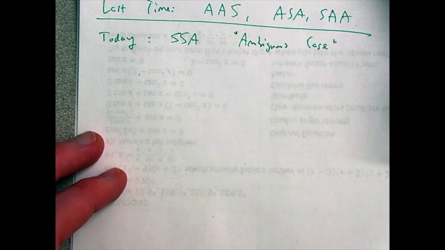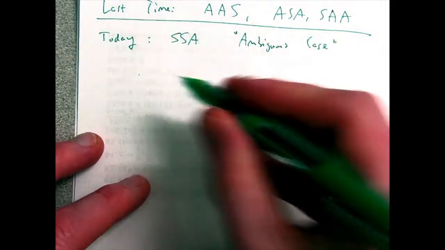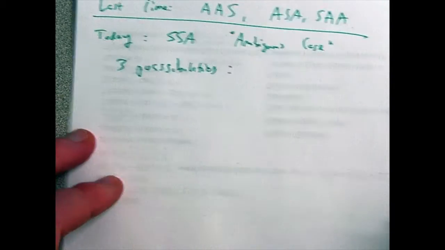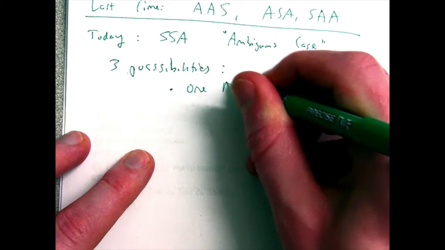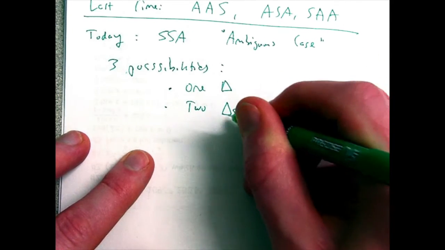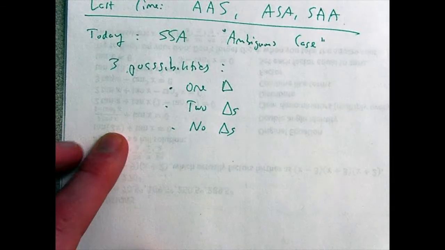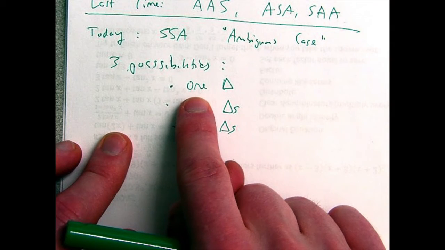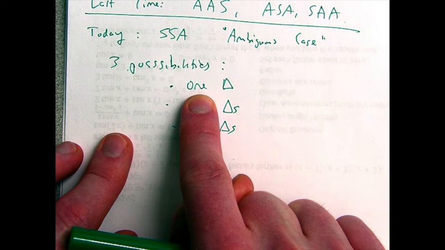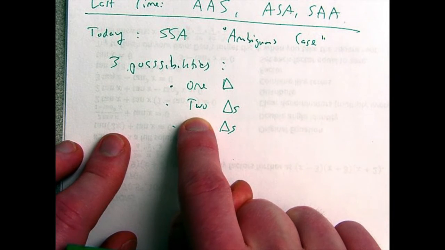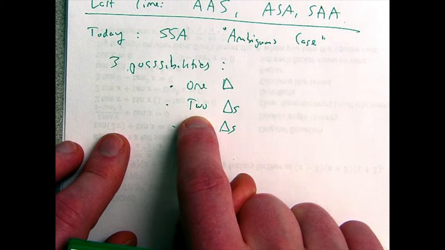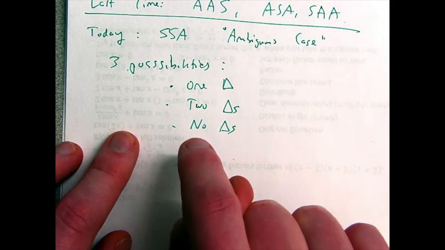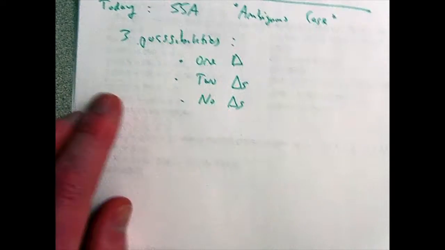So as we're going to see, there are really three possibilities. Okay? Given SSA data, there's three things that could happen. There could be one triangle, there could be two triangles, or there could be no triangles. And what do I mean by that? What I mean is, given SSA data, it's possible that one and only one triangle corresponds to that given data. It's also possible that actually two genuinely different triangles match the given data. And finally, it's possible that there are no triangles which match the given data. And what I'm going to do is an example of each one and show you how that works out.